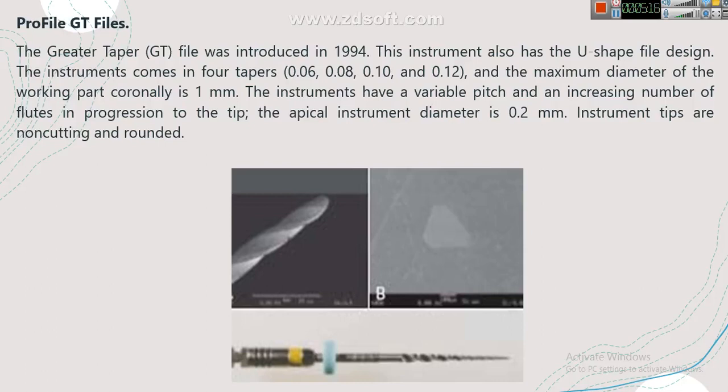radicular part or throughout the working surface. The instruments have a variable pitch and an increasing number of roots in progression of the tip, the apical instrument diameter. When we talk about the apical diameter, here 0.2 millimeter, instrument tips are non-cutting and rounded. If we look, this is non-cutting and it's not a sharp one. It is the non-active cutting end or non-active tip of the file.